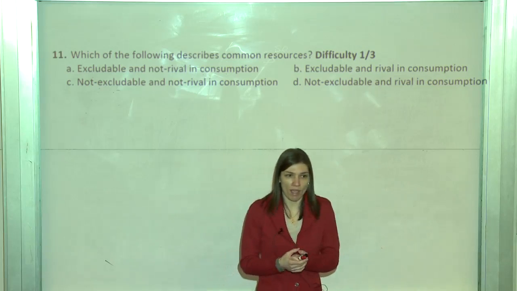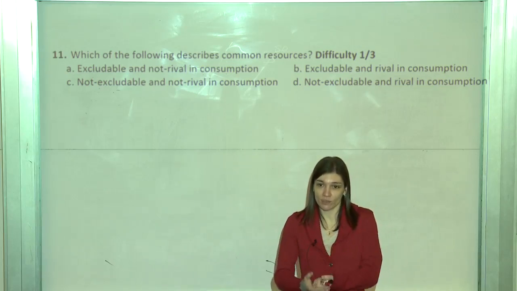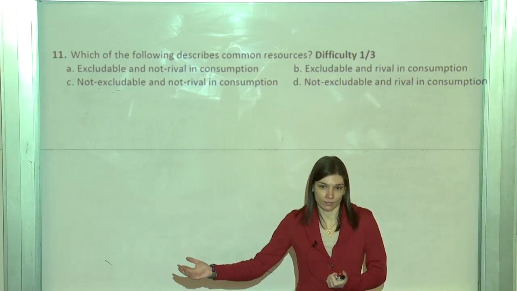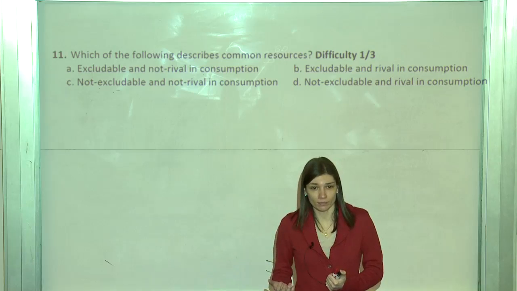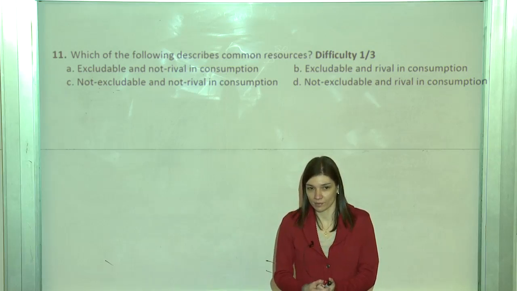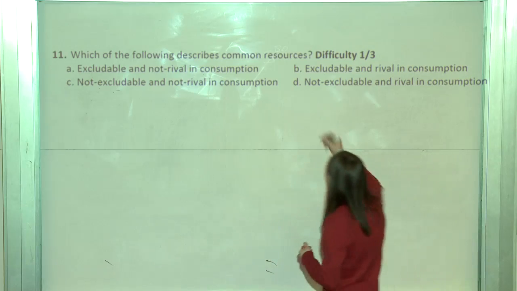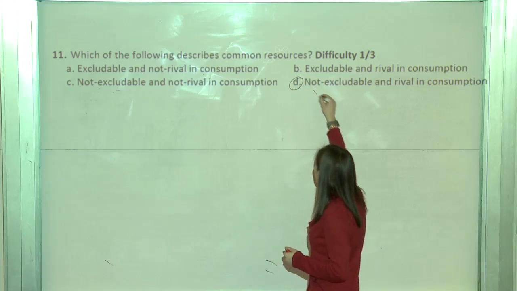So is it rival in consumption? Yeah, it is rival in consumption, right? Because the fish that I catch, you cannot catch. Is it excludable? It's not excludable. It's public, so you can't charge me. Right? Therefore, it's non-excludable and rival, so it's C. That's the common good.